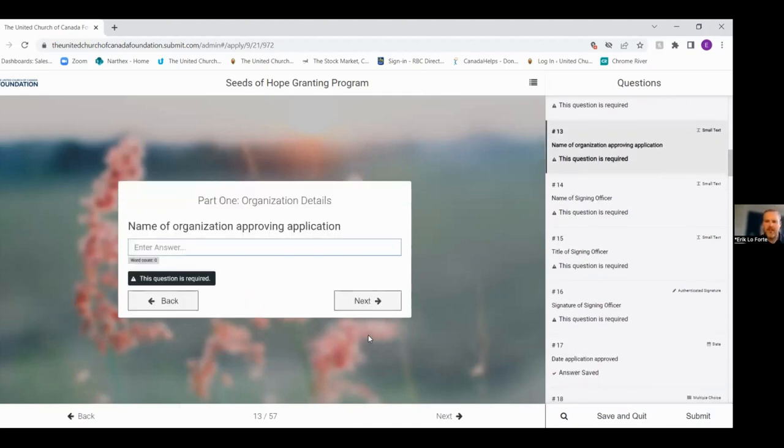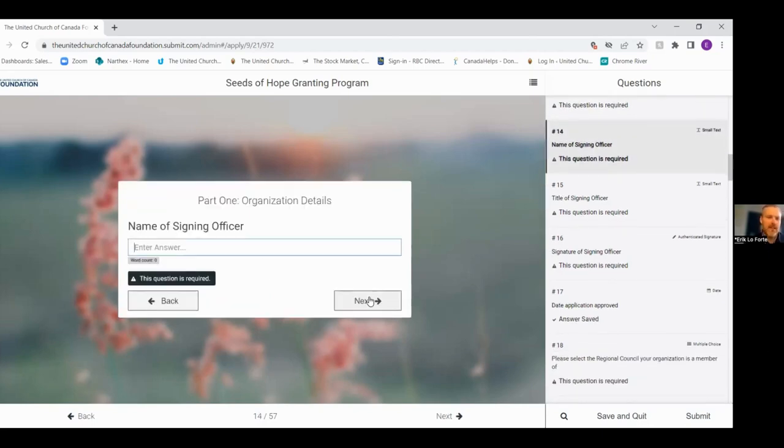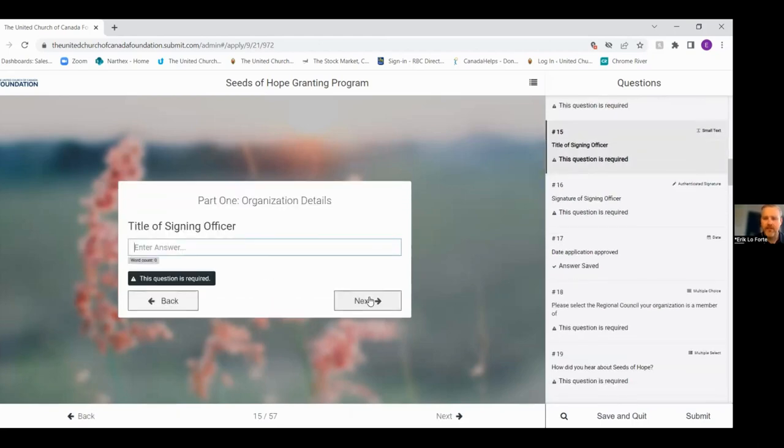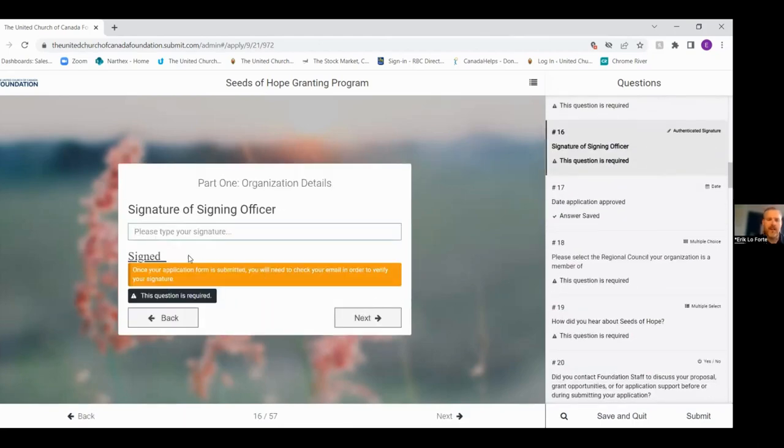The next series of questions is basically who is signing off on this application, who's agreeing that everything is written as it should be. So typically, the name of this organization would be the same as the organization applying, but not necessarily. For example, if you don't have a registration number yet and the region is applying on your behalf, maybe this is where the region would put in their information and their organizational name. The next is the name of the person that is signing off on this project, their title, and then the following is them signing. You would simply, as the applicant, type in their name and click next.